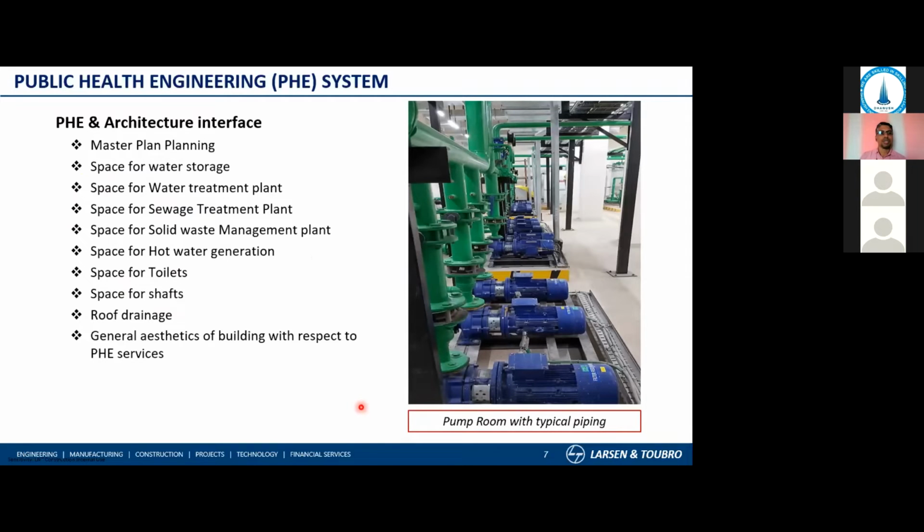The major interface with architecture for PHE starts from the master planning itself. Where the storage requirements and treatment facilities are placed, and solid waste management, how the waste will be taken from the building, where it will be transferred and how it will be managed. Hot water generation is another key thing, for high altitude areas and cold regions. When it comes to the building, we have toilet spaces, space for shafts, roof drainage coordination and terrace level coordination. And of course, the general aesthetics of the building with respect to PHE services, mostly on the peripheral facade or wherever the shafts are going up. Those are the interfaces with architecture.